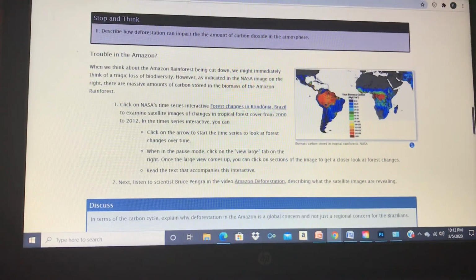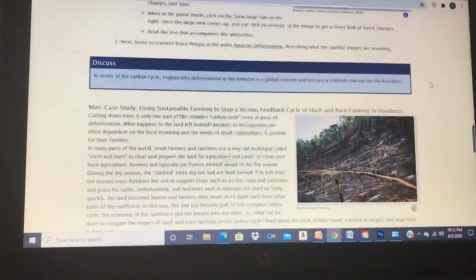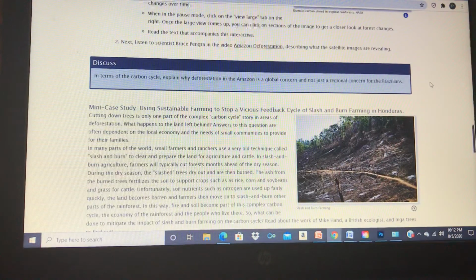So let's see here. In terms of the carbon cycle, explain why deforestation in the Amazon is a global concern and not a regional concern just for the Brazilians. Well, because they have a large portion of our forests, and so that's the lungs of the world. They are what helps to breathe in the carbon dioxide and breathe out their cooling components so that our atmosphere isn't super hot. We don't have global warming. But if they keep doing the deforestation, then that's a problem.